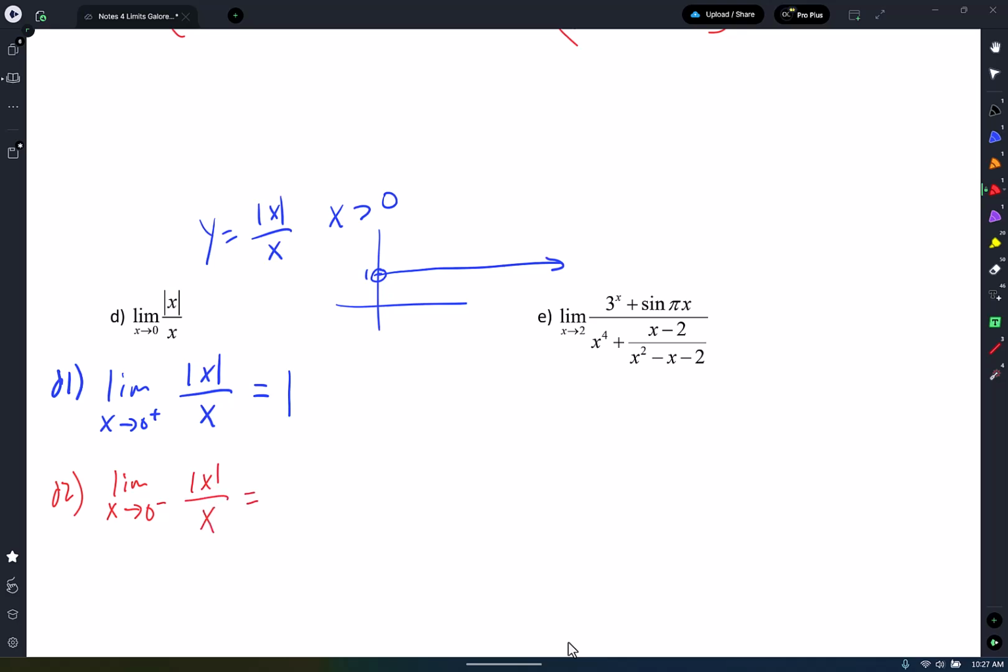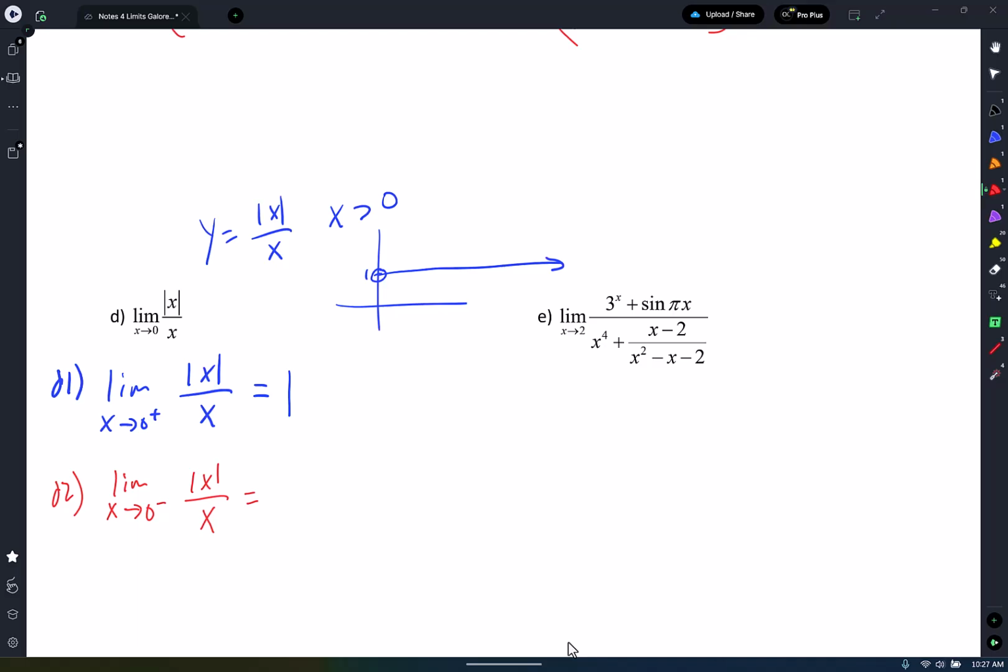What do you think it is as you approach 0 from the left-hand side? Think about the numerator. The numerator is always positive because of the absolute value. Oh, so it's still 1. Is it 1? What about the denominator? I'm approaching from the left of 0. Oh, you'll be negative. So that would be negative. The denominator, right? I'm approaching from the left of 0, so to the left of 0 are negative numbers.